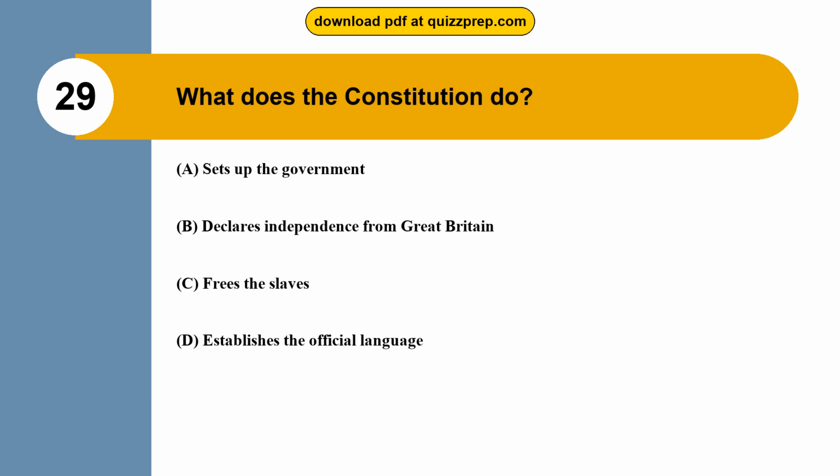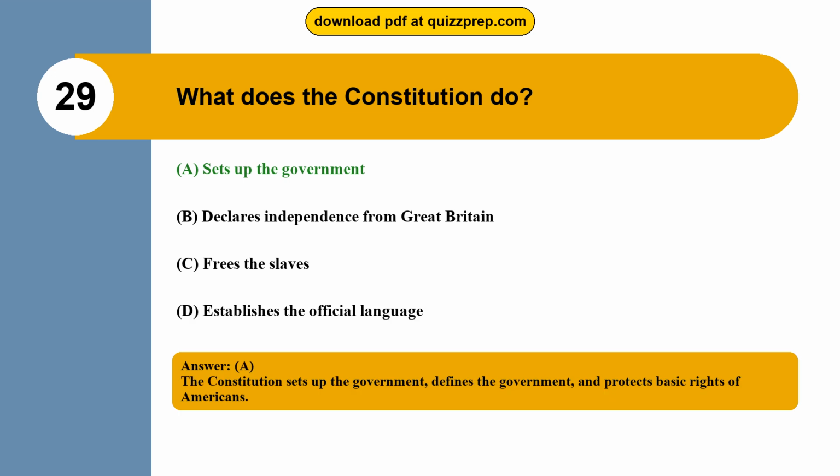Question 29. What does the Constitution do? Option A, sets up the government. Option B, declares independence from Great Britain. Option C, frees the slaves. Option D, establishes the official language. The correct answer is option A, sets up the government. The Constitution sets up the government, defines the government, and protects basic rights of Americans.